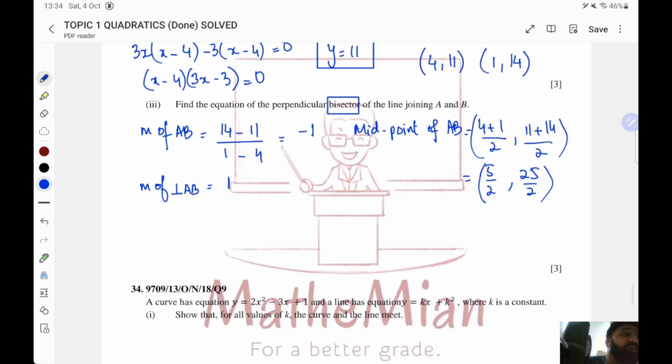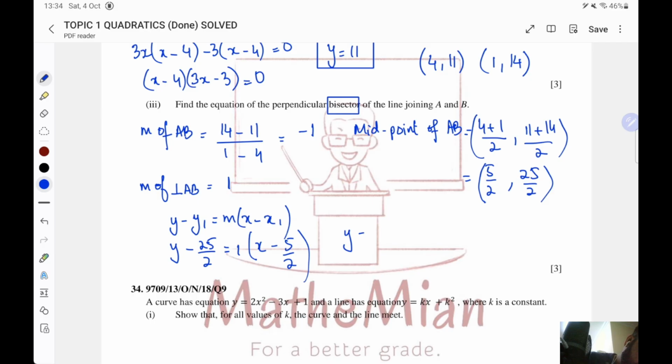Now we have the coordinates through which the line is passing and we have the gradient as well. So we'll apply y minus y1 equals m into x minus x1. So y minus 25 by 2 equals 1 times x minus 5 by 2. So y is equal to x minus 5 by 2 plus 25 by 2. So the equation for the perpendicular bisector will be 20 by 2, which is y equals x plus 10.